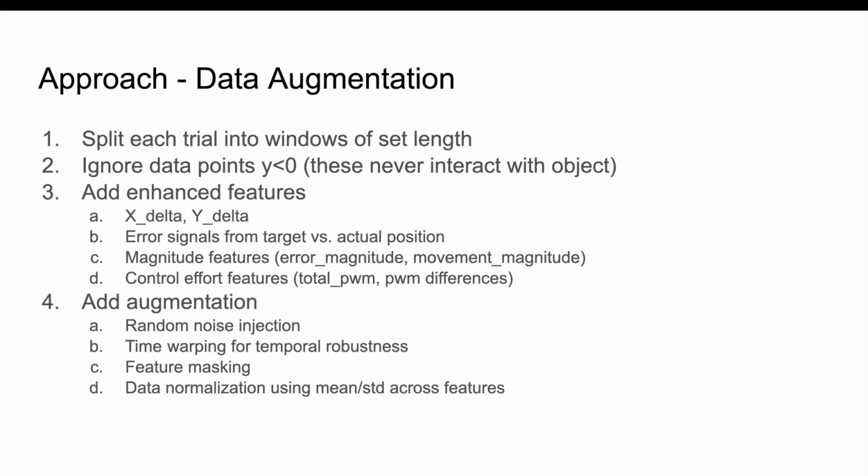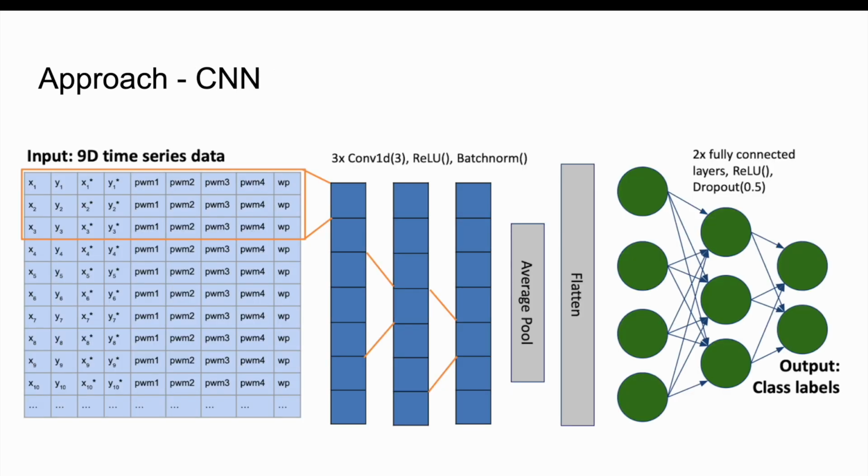Our first data augmentation approach is to split each trial into windows of a set length and ignore the data points with less than 0. Because we don't need that kind of information in our data set. We also add enhanced features such as X delta, Y delta, error signals, magnitude, and the PWM signals. And lastly, we add augmentation like random noise, time warping, feature masking, and data normalization.